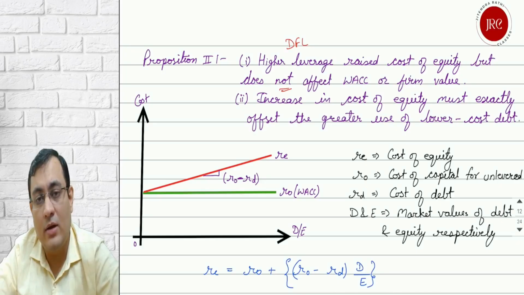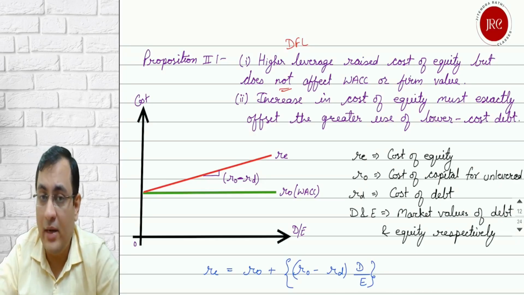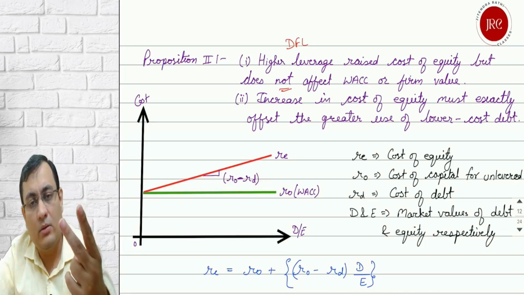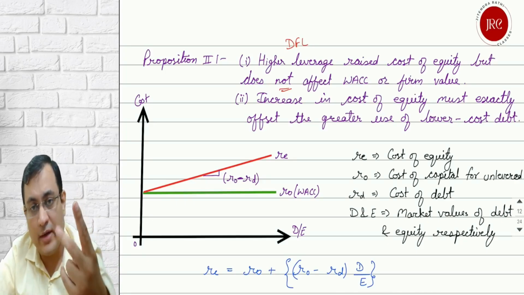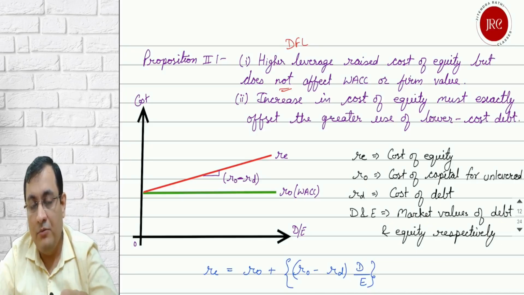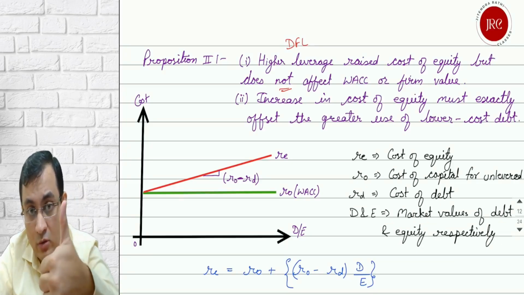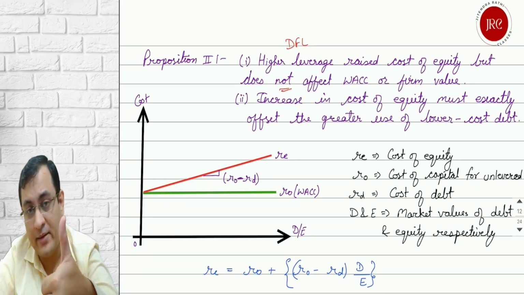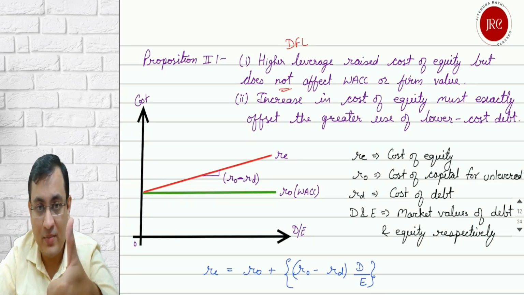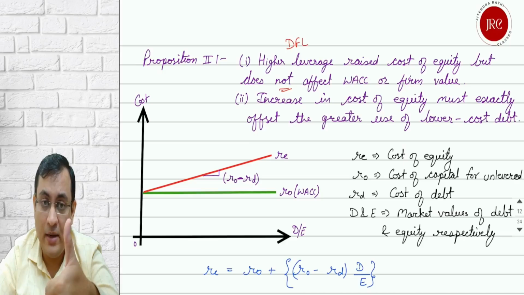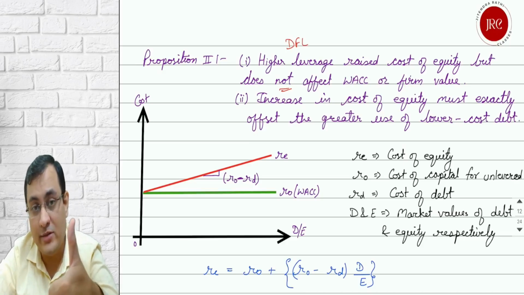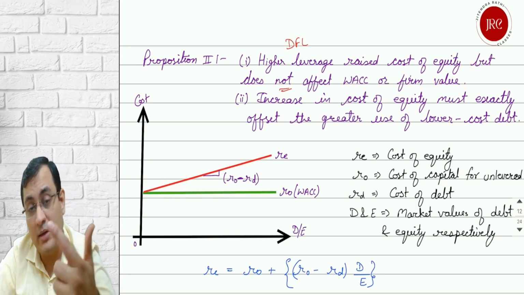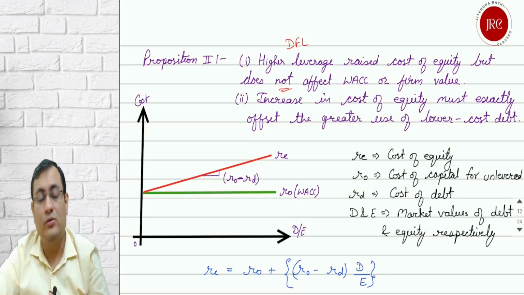WACC will not change, because firm value is based on two things: number one, the future cash flows, and number two, the WACC. We have already taken certain assumptions, homogeneous expectation, the same future cash flow expected by all investors. And future cash flows are dependent on assets, not the source of finance. So that is constant, that is okay. It is not affected by capital structure, but it is also saying that WACC is not going to change.